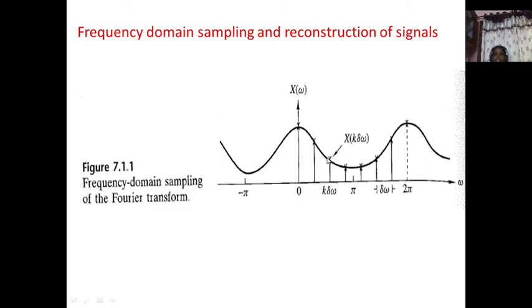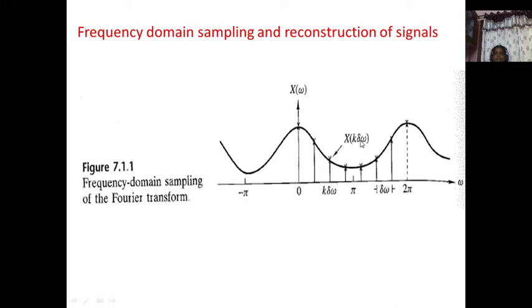Each and every sample is indexed by k. If k equals 0, the first sample; k equals 1, the next one; k equals 2, the next sample, and so on. If you collect N samples, that means samples 0 to N minus 1 are collected. Each sample is indexed by k, so that is nothing but X of k del omega.